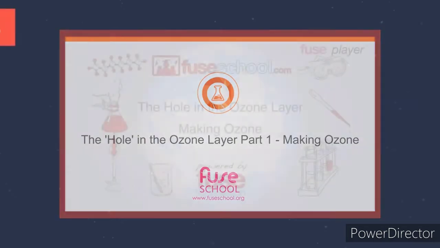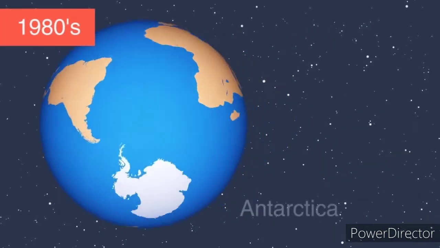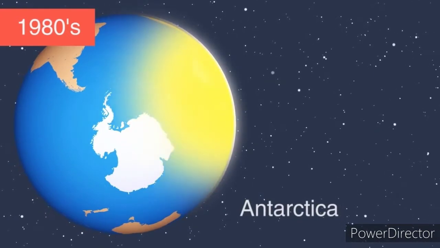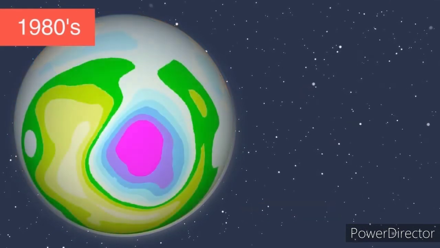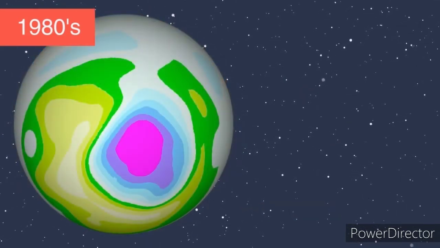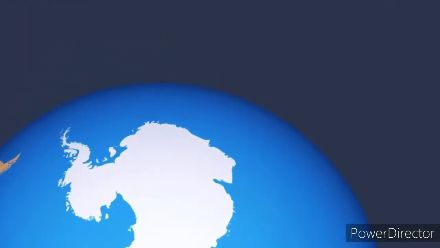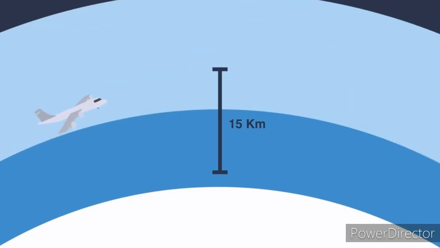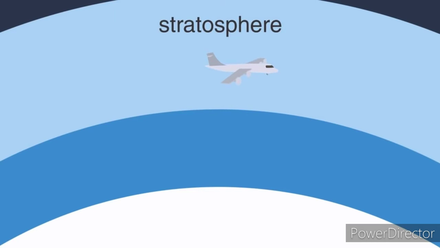In the 1980s, scientists found something alarming happening over Antarctica during October when the sunlight returns to the South Pole after winter. The ozone had almost disappeared over large areas, causing the famous hole. An aircraft which analyzed the composition of the air flew due south 15 kilometers above the Earth, in the stratosphere where the ozone is most concentrated.